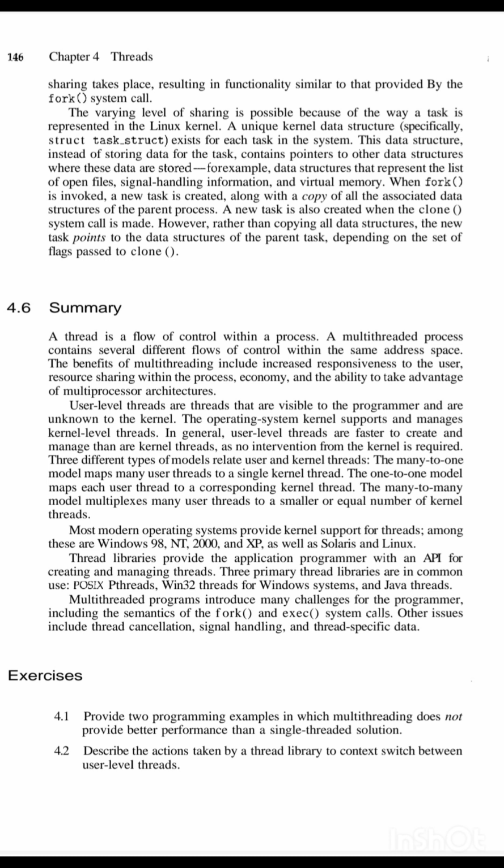Thread libraries provide the application programmer with an API for creating and managing threads. Three primary thread libraries are in common use: POSIX pthreads, Win32 threads for Windows systems, and Java threads. Multithreaded programs introduce many challenges for the programmer, including the semantics of the fork and exec system calls. Other issues include thread cancellation, signal handling, and thread-specific data.